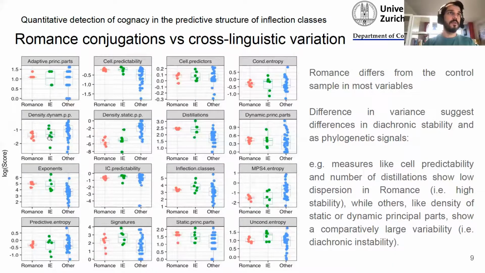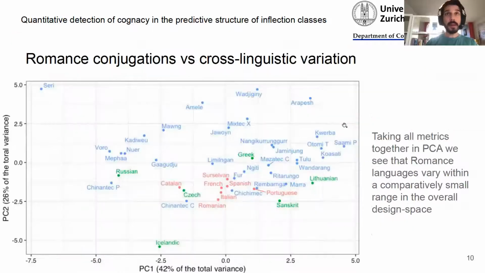Of course, the metrics that are most dispersed in Romance, we would regard as more diachronically unstable. So there would be differences in this regard. But overall, when we look at all the metrics together, we did a principal component analysis, and we did find out that, as the previous graphs already suggested, Romance conjugations, these inflection class systems that are cognate, do tend to cluster in a comparatively small range compared to the whole design space of unrelated inflection class systems from around the world.